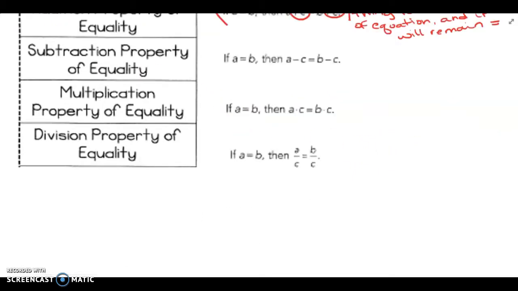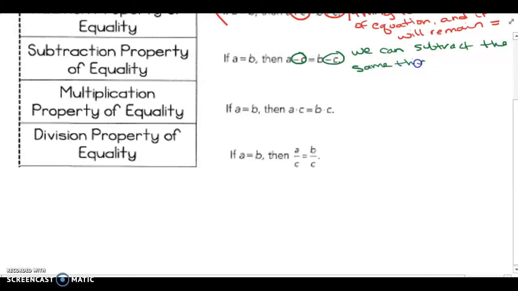All right, now the subtraction property of equality is kind of the same thing. If A equals B, then A minus C equals B minus C. So this says we could subtract the same thing to both sides of the equation and it remains equal.